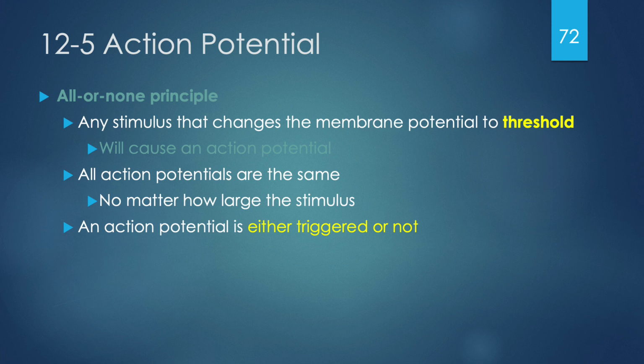The first thing to know about an action potential is the all or none principle. Basically, all this means is either you have an action potential or you don't. There's no such thing as 50% of an action potential. It's like you're either pregnant or you're not, right?